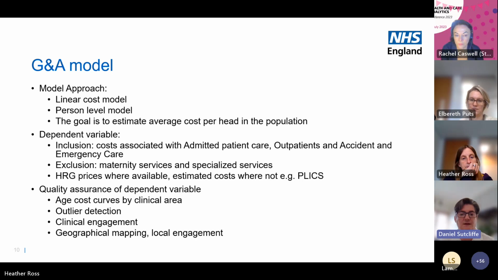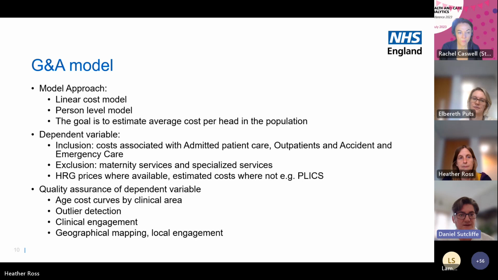Where costs are unavailable, so there is either a local price or it's not part of the national tariff, then we will estimate costs using PLICS or in the past reference costs, but we will follow the same methodology that is used to create national prices. So there are certain set steps that the pricing team within NHS England follows in order to create prices. So when we're estimating costs where there isn't a cost already using PLICS, then we'll follow that same methodology.